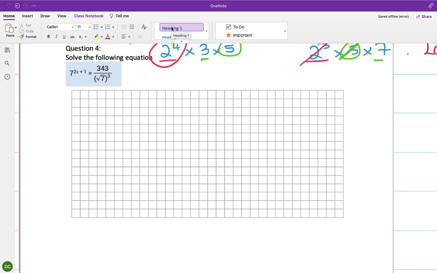So let's go again. While you can type in 343 over the square root of 7 bracket cubed, you get a decimal. Okay, so we can't do that, we have to break it apart. So 7 to the 2x plus 1, and then we're going to take this, and if you check on your calculator, it's 7 to the power of 3. And then on the bottom, we're just going to change this, and a square root becomes a half, so it's 7 to the power of a half. Yeah?